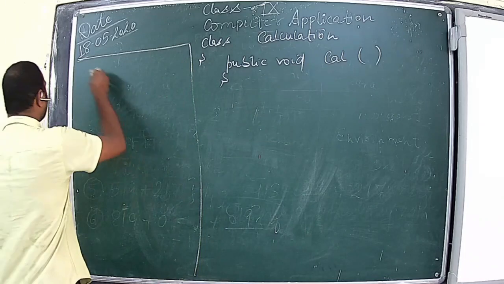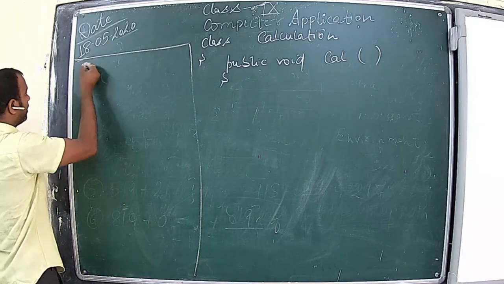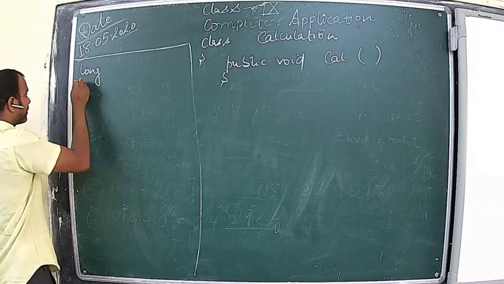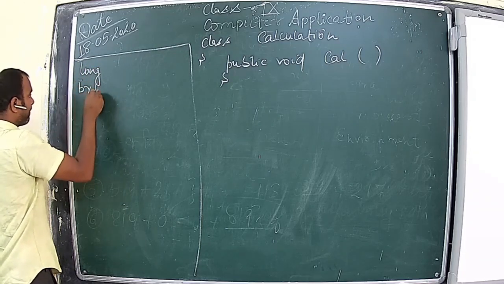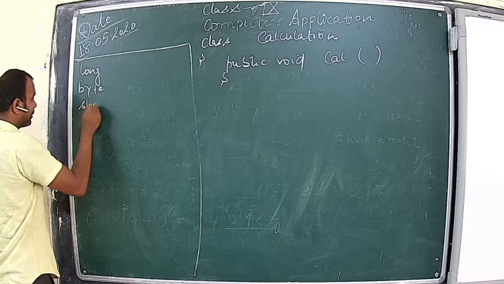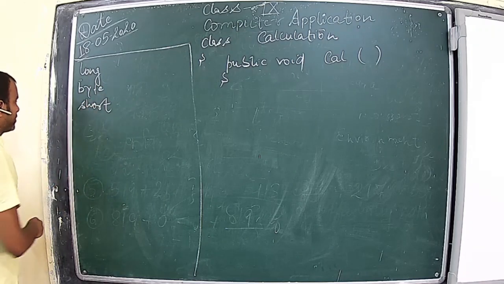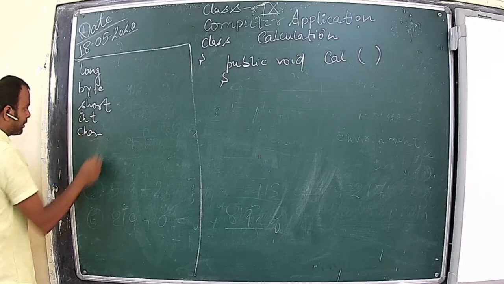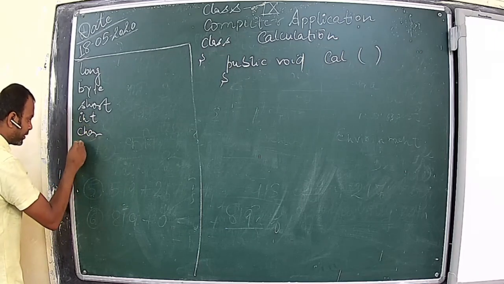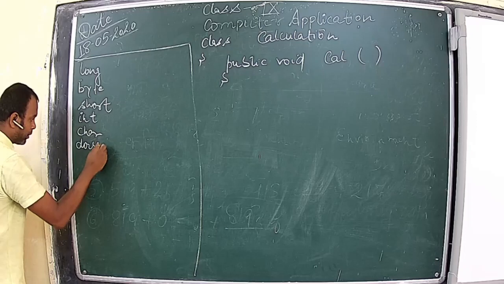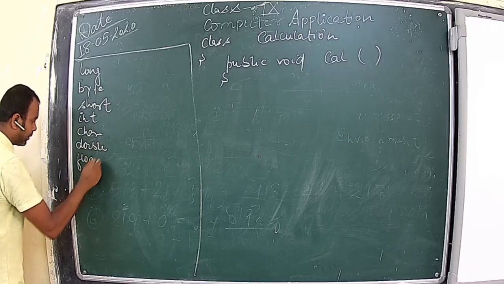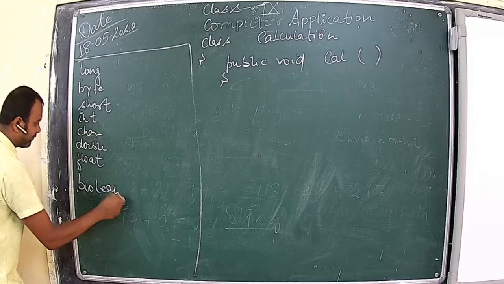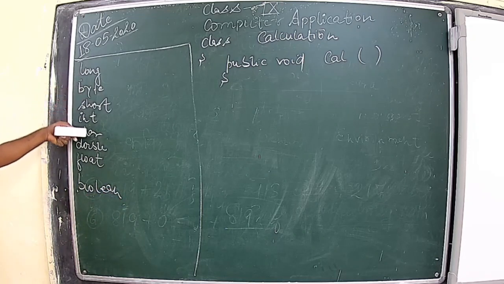So primitive, let me write here: long, byte, short, integer, character, then double, then float, at last Boolean. So 1, 2, 3, 4, 5, 6, 7, 8.